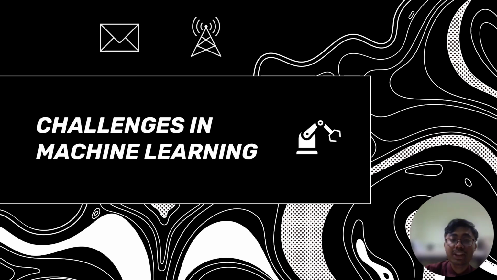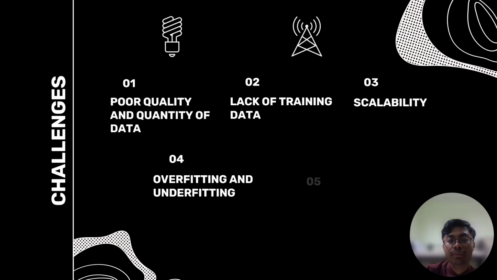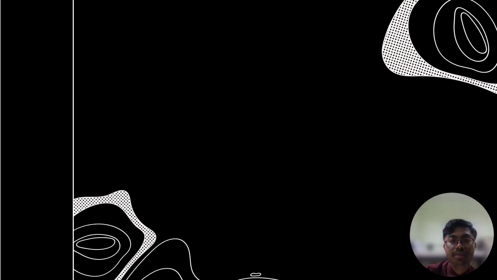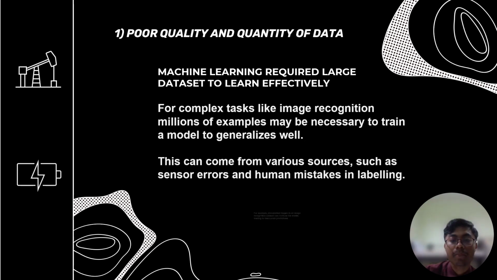Next, I will talk about challenges in machine learning. This is an overview of machine learning challenges. Poor quality and quantity of data. Machine learning requires large datasets to learn effectively. For complex tasks like image recognition, millions of examples may be necessary to train a model to generalize well.